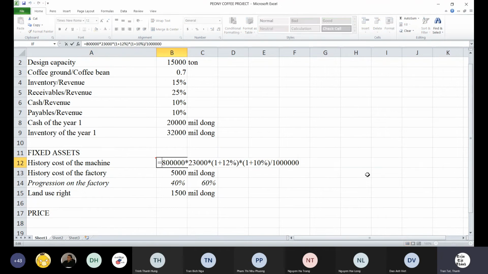Then that's the way you calculate this. Why do we have to divide it by 1 million? Because the unit is $1 million. Okay, then tell me when you finish.